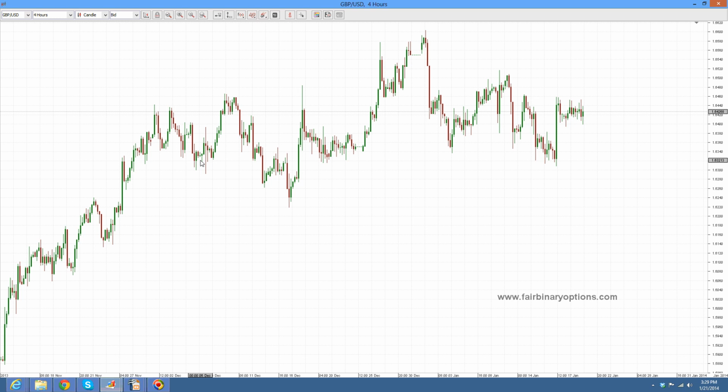It is time to take a look at the Great Britain pound US dollar, as we ignored the pair lately. We ignored the pair lately because price prepared for a contracting triangle, which I don't think is going to break to the downside. I think this one is actually going to break to the upside.